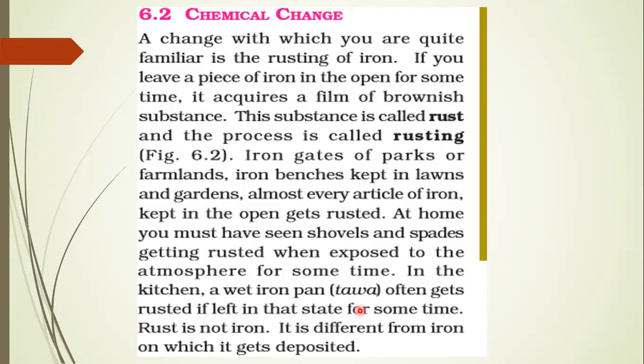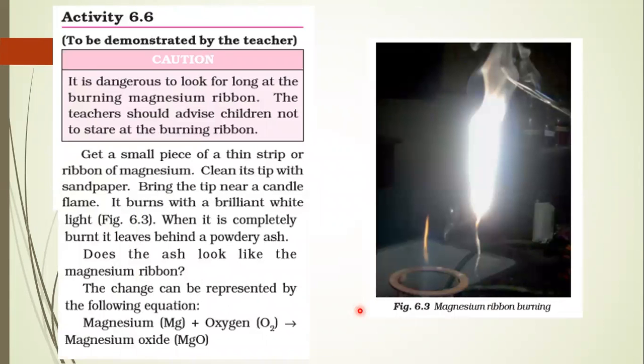Now we will discuss an activity to show the chemical reaction. The formation of iron oxide is a chemical change. Before discussing more about how it is formed, we will see another activity here. This is how magnesium oxide is formed, which is given as an activity. It's an important activity. You have to learn it. It can be done as an experiment also.